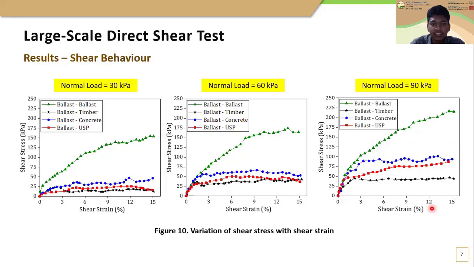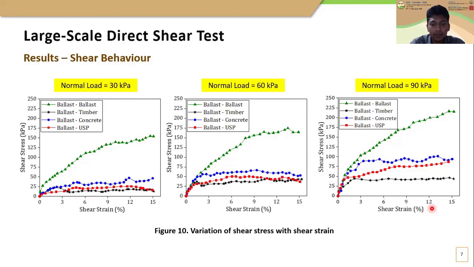Here you can see the variation of shear stress with shear strain of different interfaces for 30, 60 and 90 kilopascal normal loads. As expected, for all three normal loads, the ballast interface exhibits the highest shear strength compared to other interfaces. This could be a result of the high interlocking nature of newly placed angular ballast particles.